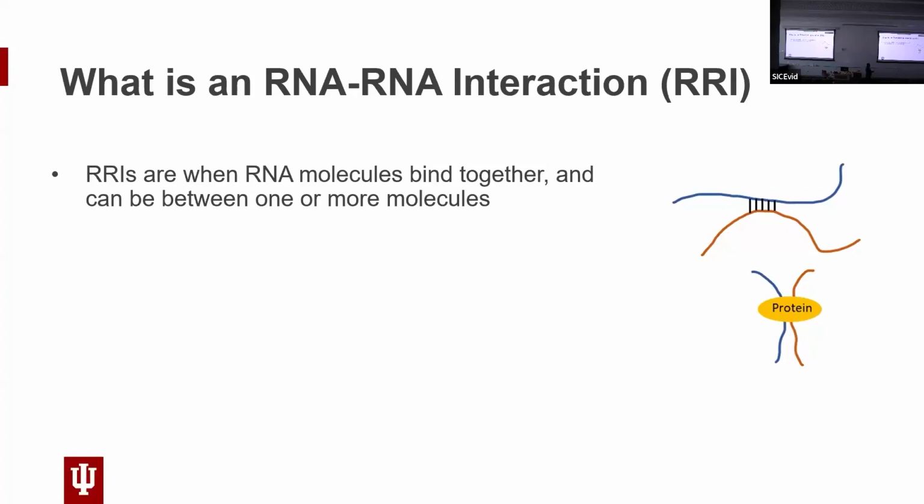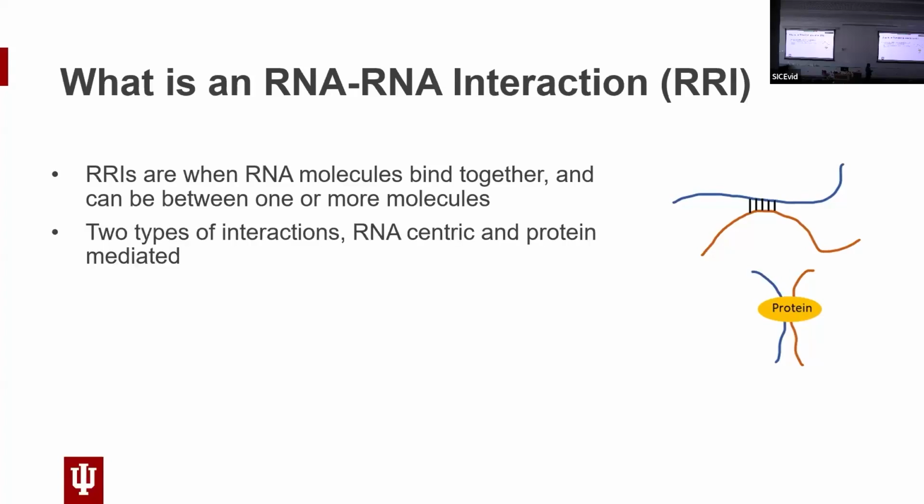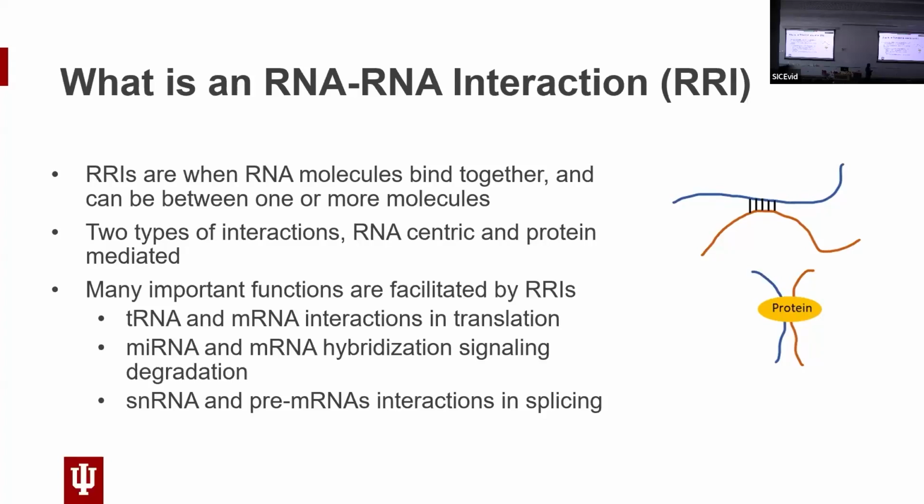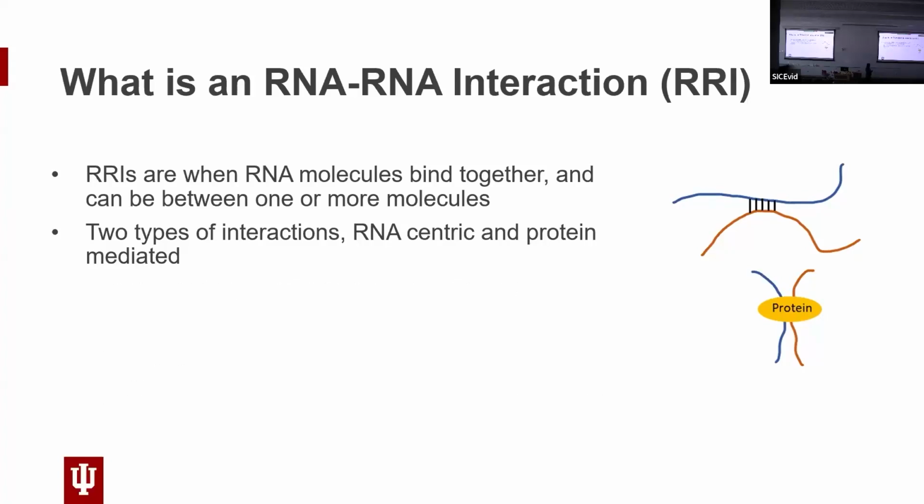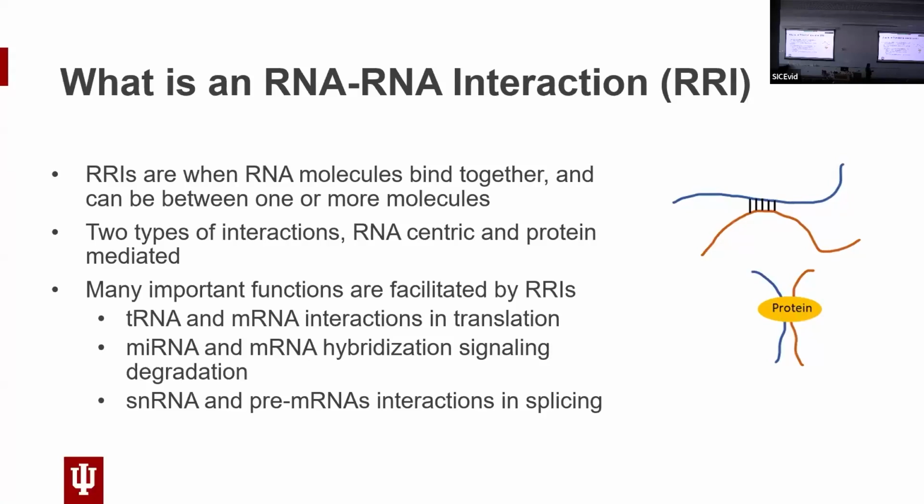They can interact with self, or with others, or between multiple molecules. It's a pretty complex story. There are protein-mediated and RNA-centric interactions, and these are happening all the time in the cell. For instance, in translation, tRNA and mRNAs are interacting. MicroRNAs and mRNAs interact for degradation. The most recent Nobel Prize on microRNA is because people have elucidated how microRNAs work with mRNAs for contributing to the degradation of RNA. And snRNAs and pre-mRNAs are always in interaction in splicing, in the spliceosomal context.